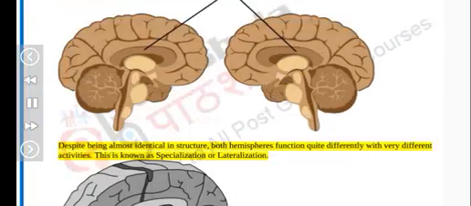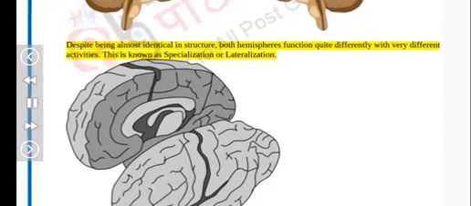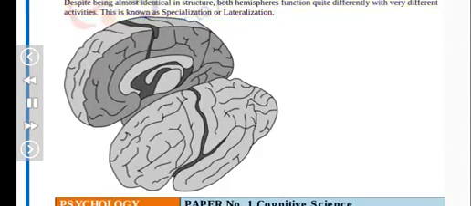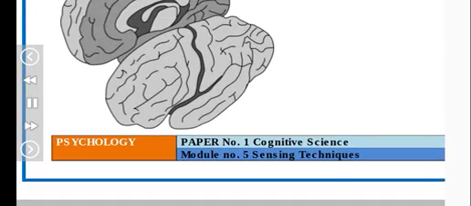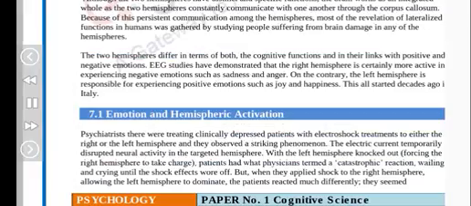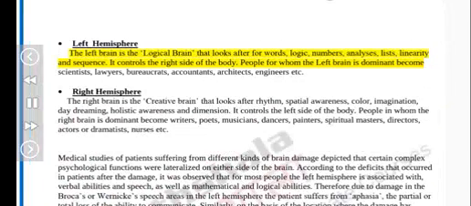Despite being almost identical in structure, both hemispheres function quite differently with very different activities. This is known as specialization or lateralization. The left brain is the logical brain that looks after words, logic, numbers, analyses, lists, linearity, and sequence. It controls the right side of the body. People for whom the left brain is dominant become scientists, lawyers, bureaucrats, accountants, architects, engineers, etc.